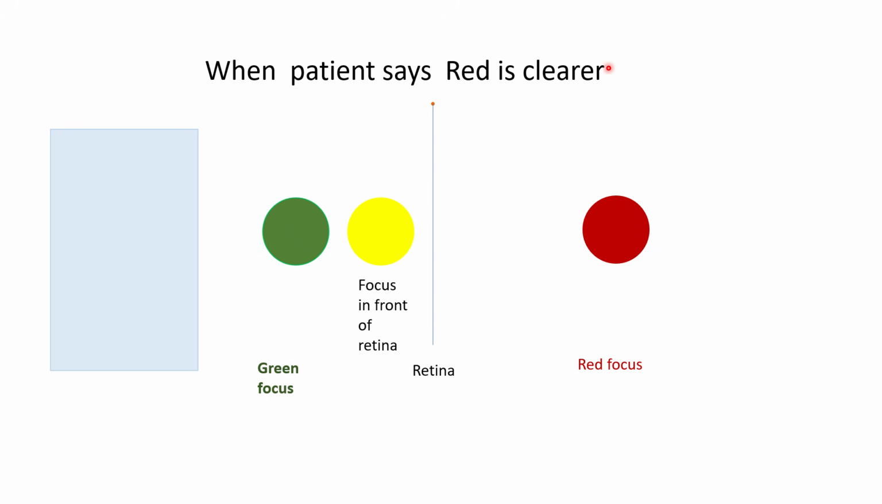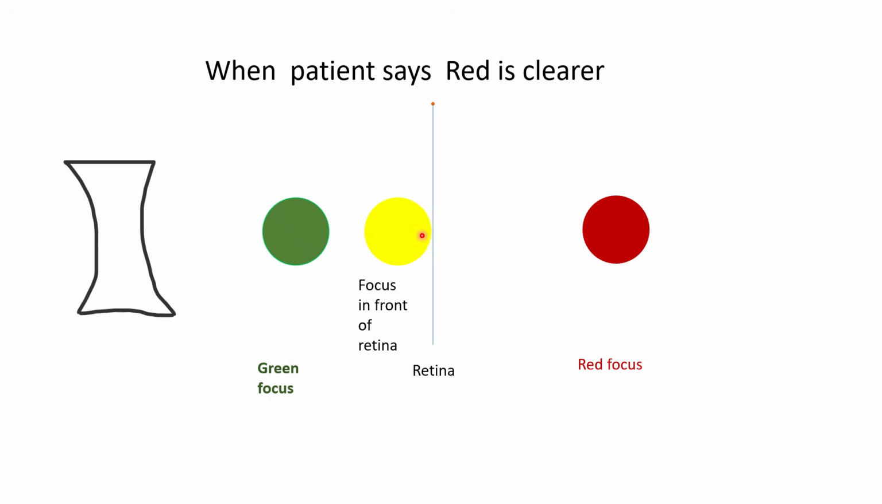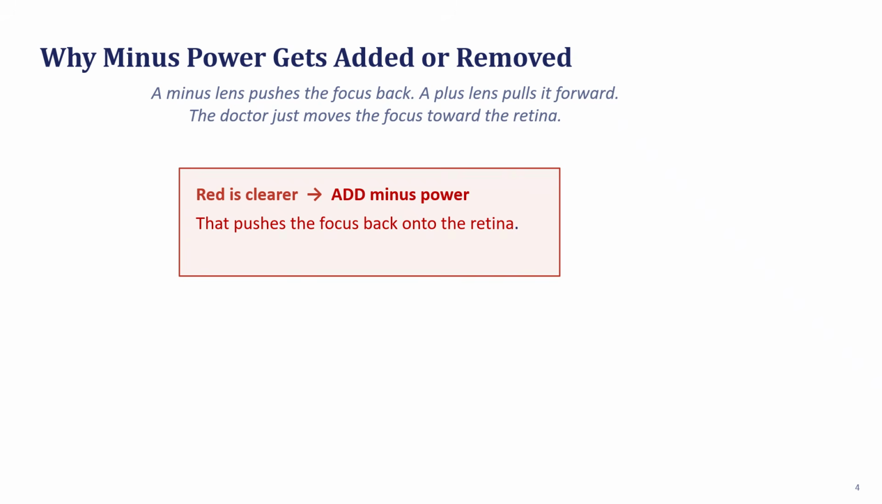When the patient says that the red is clearer, it means that the focus falls in front of the retina, and you need a lens which pushes this focus backwards towards the retina to get the correct power. What is the lens which pushes the focus backwards? Yes, it is the concave lens. With the use of a concave lens or a minus lens, the focus is pushed backwards. So when red is clearer, you have to add minus power that pushes the focus back onto the retina.